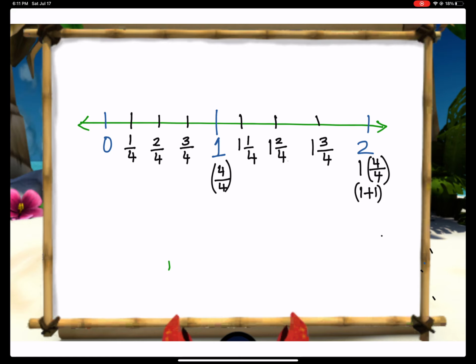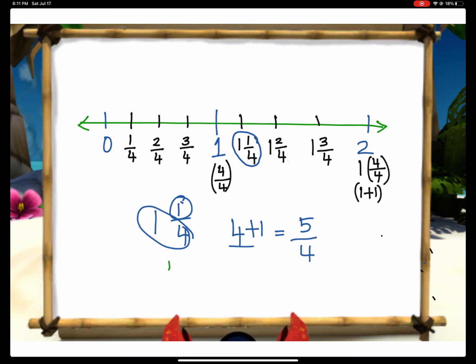Okay, so this 1 1/4 can be written as, so these two will multiply. Okay, so these two multiply. So 1 times 4 is 4, and then we have to add it with this one. So plus 1 equals 5/4. Okay, so 5/4. So 1 1/4 will become 5/4.